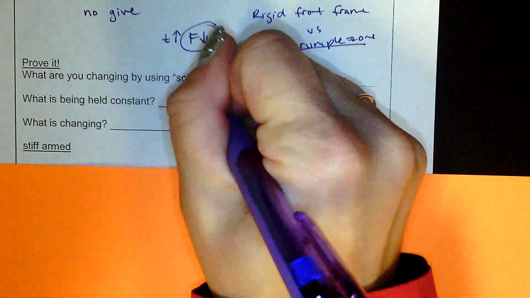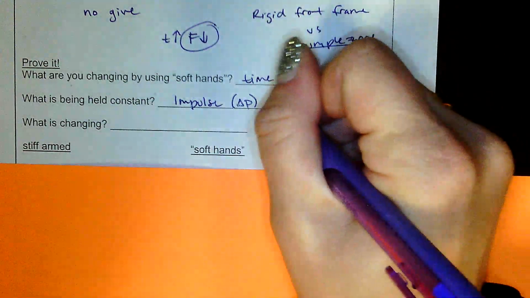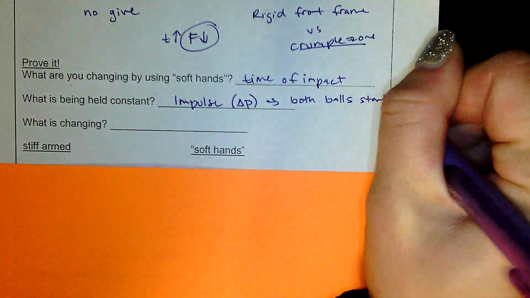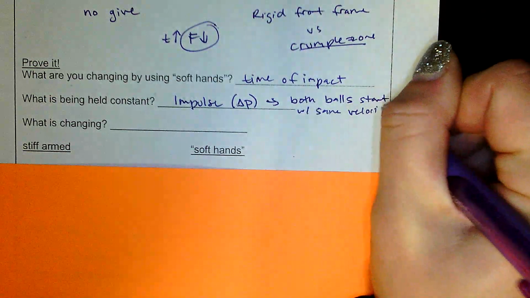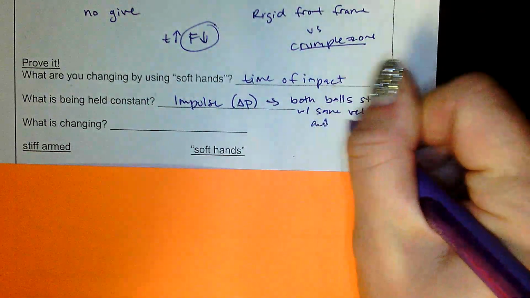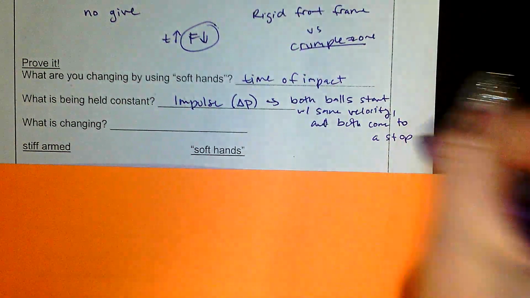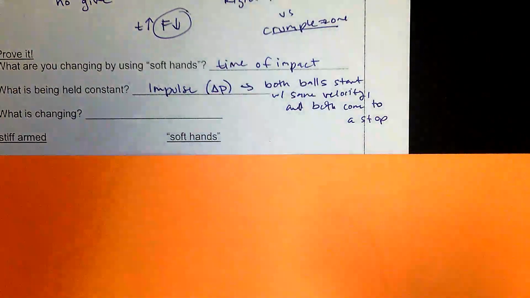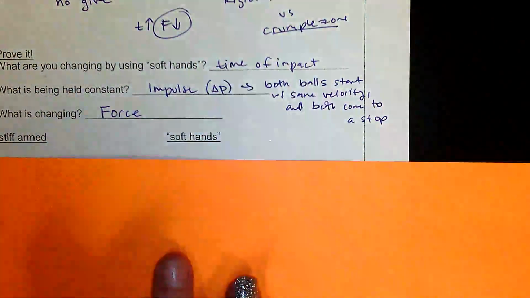What is being held constant? The impulse. In other words, that change in momentum. Remember, both the balls start with the same velocity, and both come to a stop in your hand. Sorry, my handwriting's not the best. What is changing? By changing that time, you're able to change that force.